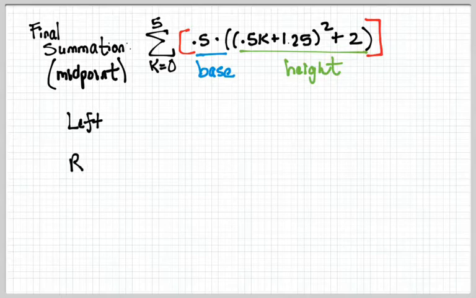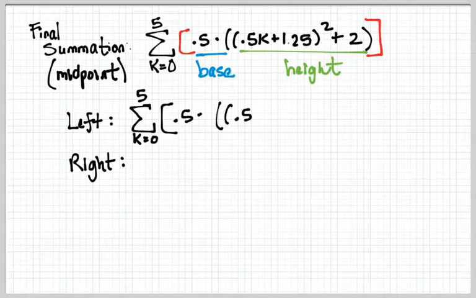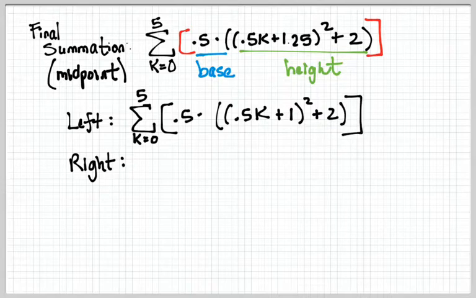Now, it's helpful also to do this for left and for right. So I'm going to write the sums for left and right also, and then we can compare and contrast the differences. So for left, summation again, nothing changes with the upper and lower limit. Again, it's 0.5 times parentheses 0.5k. This is where it changes. Instead of going to 1.25, it will just go to 1. And then that's our final.